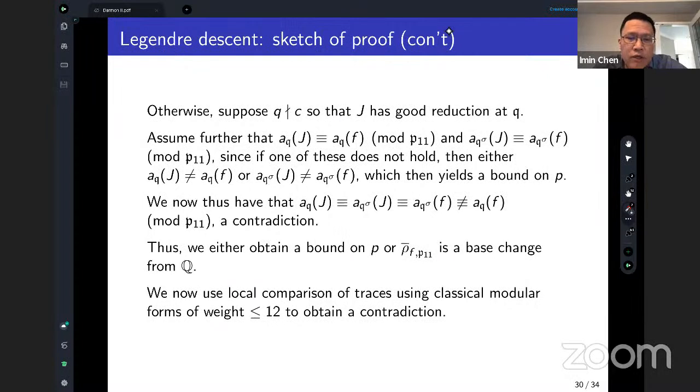Now, once it's a base change, we know it arises from a classical modular form over Q. That modular form could have higher weight, but the weight is actually bounded because we have an 11 here. So the weight goes up, possibly up to P plus 1, which is 12. And so we can do this local elimination phase, which is usually done by a local comparison of traces using a computation of classical modular forms, which is much, much faster than Hilbert modular forms. That's what allows us to prove this elimination result.